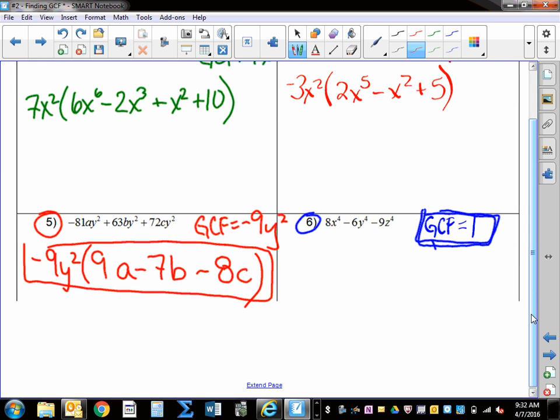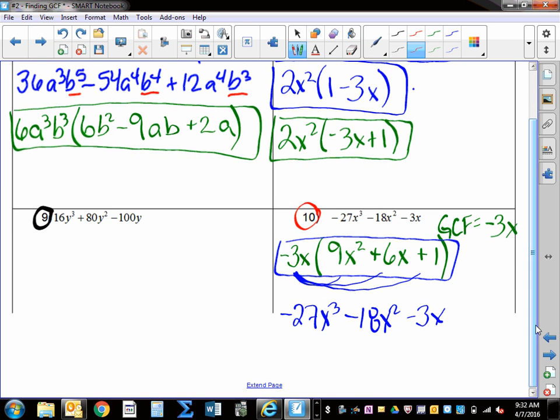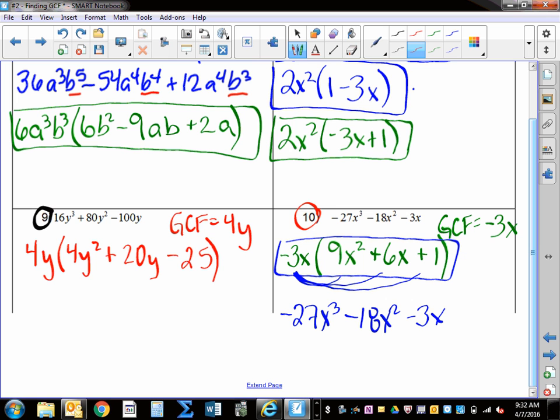Awesome. Alright, last but not least, number 9. Some big numbers here. First of all, is this in standard form? Good. What's my GCF? 4y. Good. So if I factor out my 4y, I have 4y squared plus 20y. Good. Minus 25. Good. Well done. Very good. Awesome.